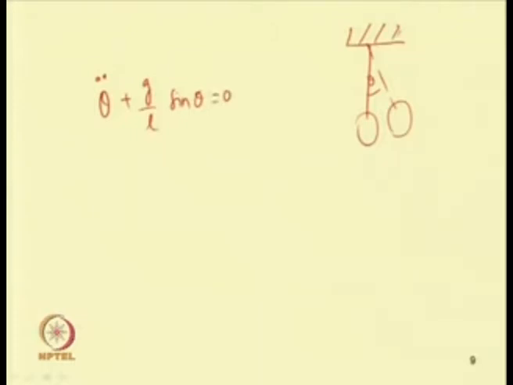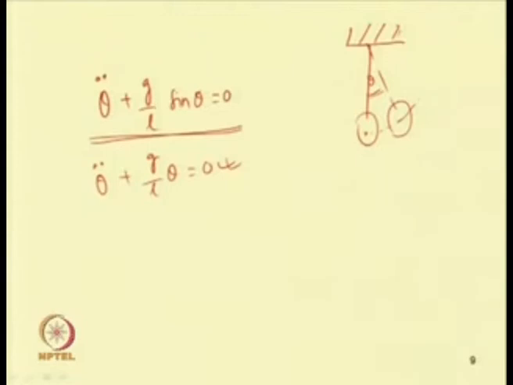That means, if we shift this mass to a position here and leave it, then it will oscillate about the mean position, and if one writes the equation of motion, then it is theta double dot plus g by L sin theta equal to 0, where L is the length of the pendulum and theta is this oscillation. For small value of theta, this equation reduces to that of a linear system, that is theta double dot plus g by L theta equal to 0, but if theta is not small.